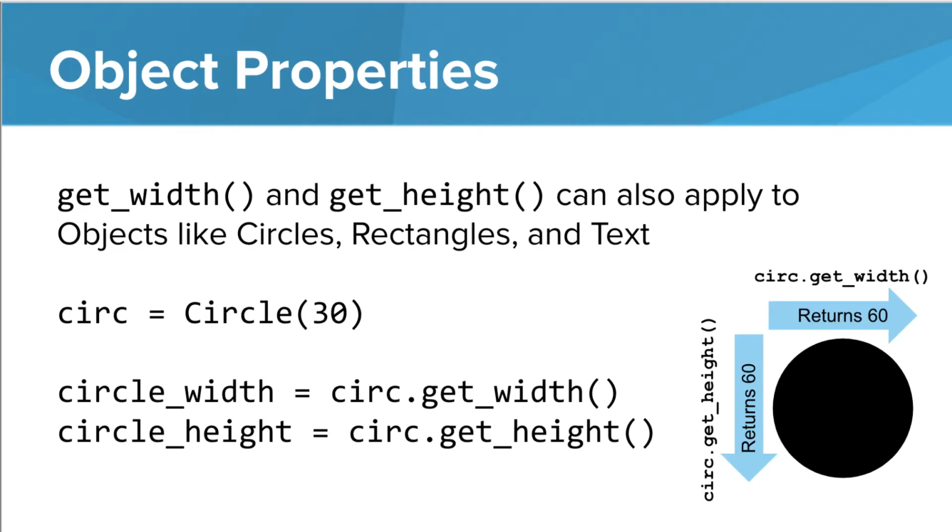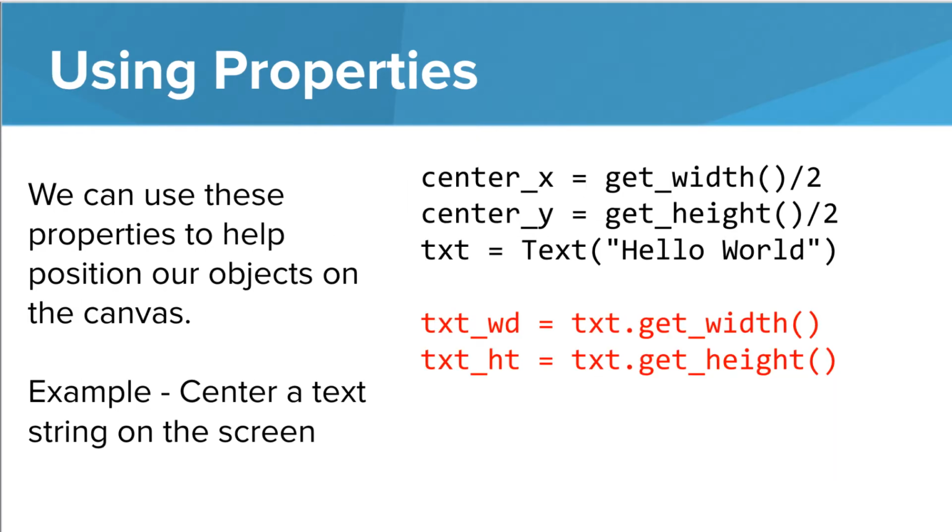In addition to using getWidth and getHeight on our canvas, we can also use these commands on an object to get that object's width or height. For example, if we created a circle object, we can call the getWidth property, which will return the width of the circle. Now remember, the circle has a radius of 30, so the width and height will be 60. We can then use these properties to help position objects on our canvas.